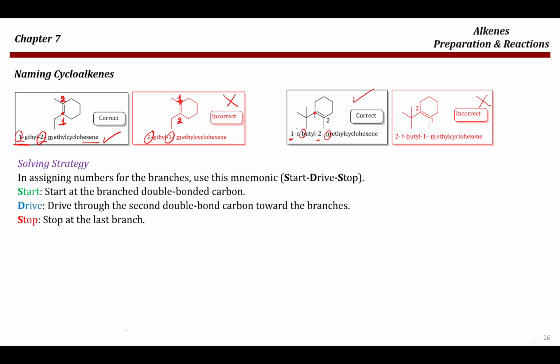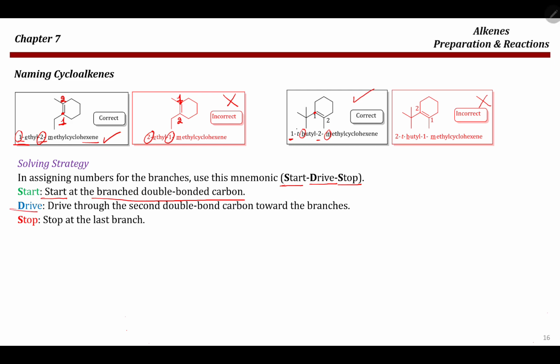This solving strategy here can be used to name compounds other than those which have two substituents at the double bond. And it basically states, use this mnemonic, which is start, drive, and stop. So always start at the branch double bonded carbon. So if you have a branch at the double bond, always start numbering from that branch.